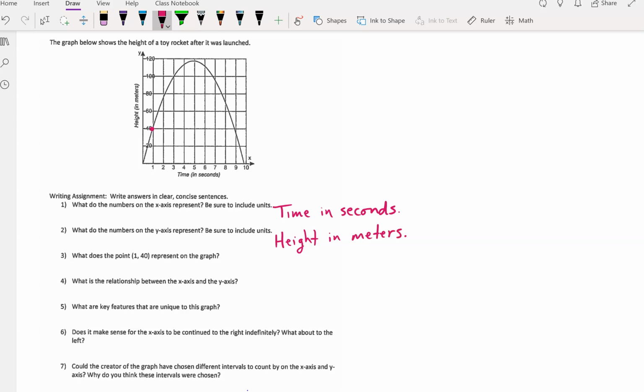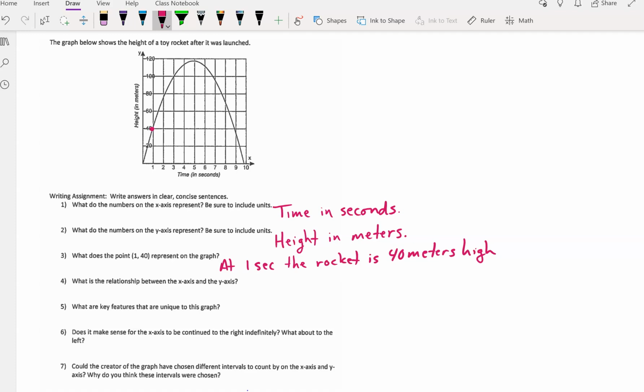What does the point (1, 40) represent on the graph? Well, we talked about that point, that at 1 second, we're plotting that point (1, 40). So it must mean that at 1 second, the rocket is 40 meters high. Okay, just kind of getting that written in there.